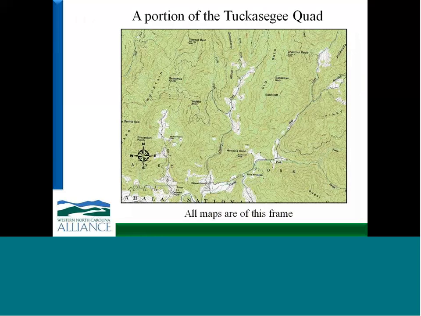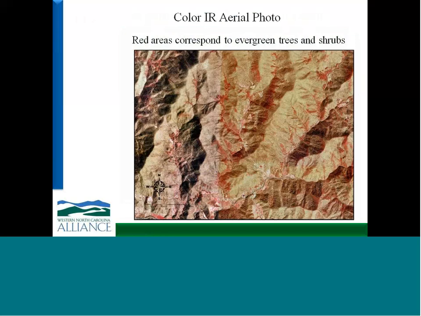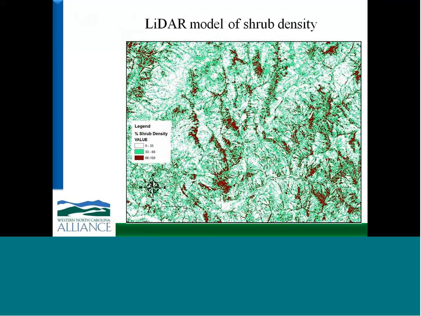Pardon me, back up. So here's the same quad. I'm going to put a color IR photo from 1998 on top of this, and red colors on this are evergreen vegetation, mostly in this frame, mountain laurel and rhododendron. Mountain laurel would be the lighter red, and rhododendron would be the darker red. Pick one of those dark red spots as I change the slide, and you'll see how closely they correspond to the areas of high shrub density that LiDAR finds. I think it does a really, really good job with this.